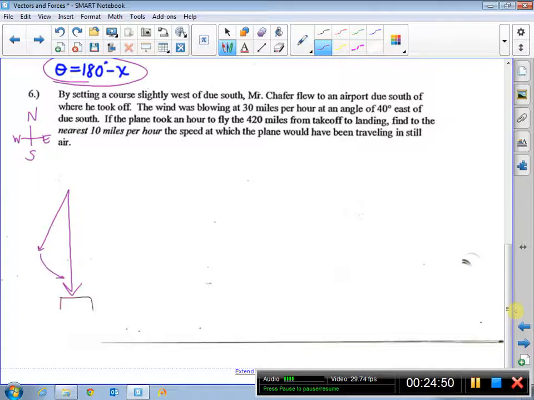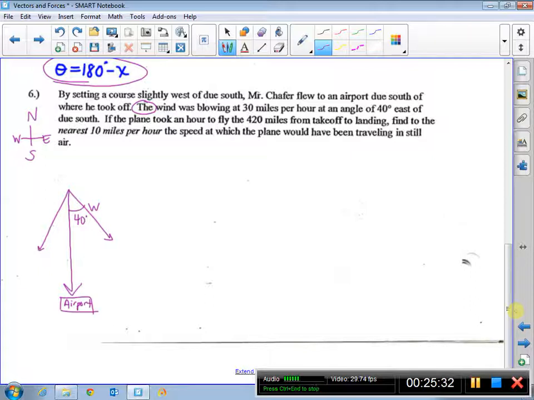Remember, the airport's here. So sometimes pilots have to adjust their direction because of wind. So he went slightly west of due south. The wind was blowing at 30 miles per hour at an angle of 40 degrees east of due south. So here's the wind. The wind is 40 degrees east of due south.